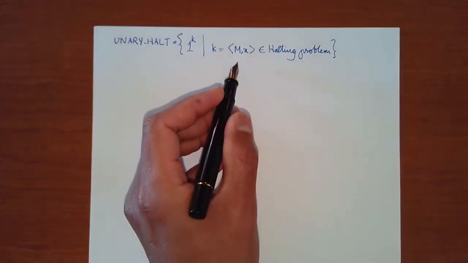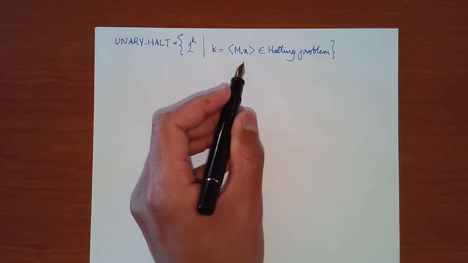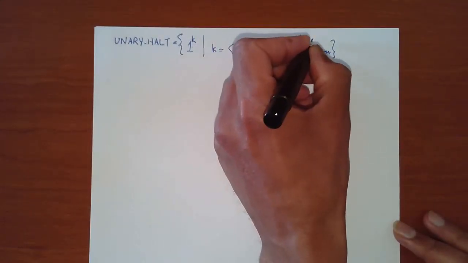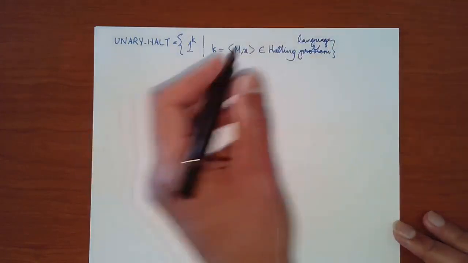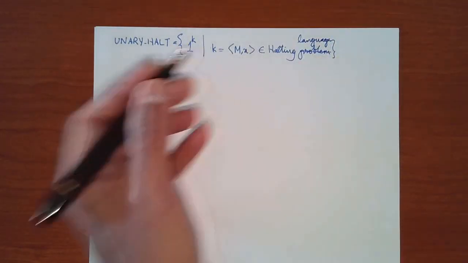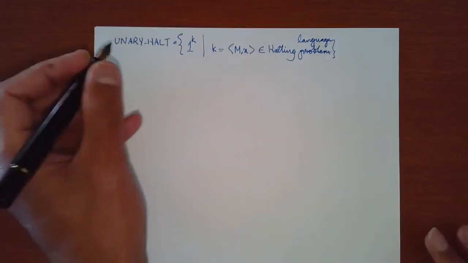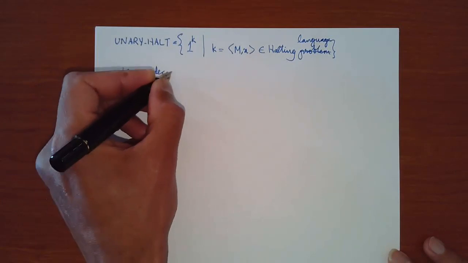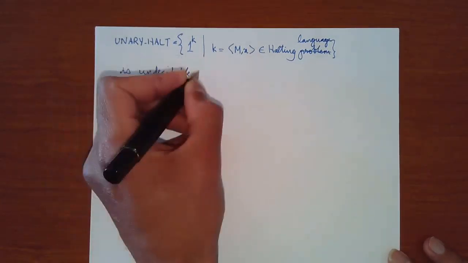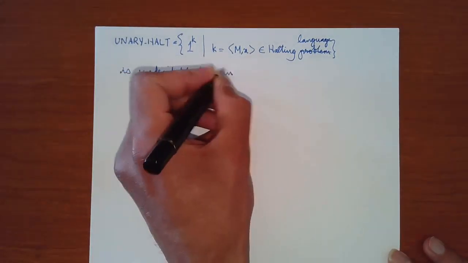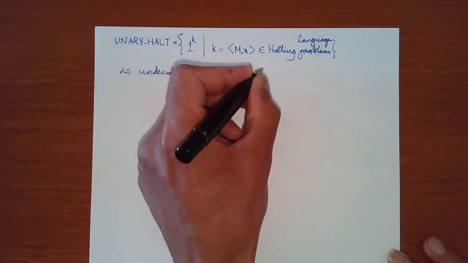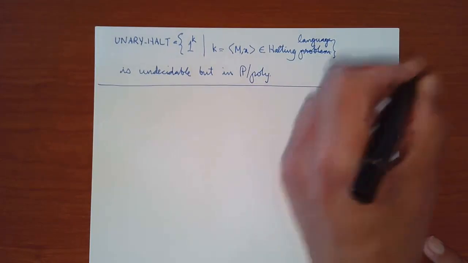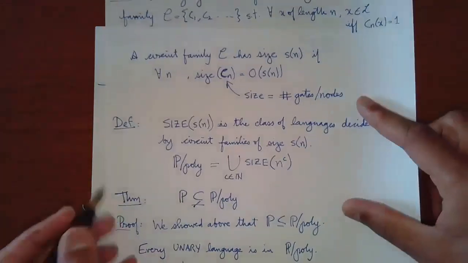So you basically take every instance in the halting problem, or the halting language, and you just encode that as an integer, and you say 1 to the k. So unary halt is undecidable. But it's in P/poly. And so that completes the proof. So hence, P is a strict subset of P/poly.